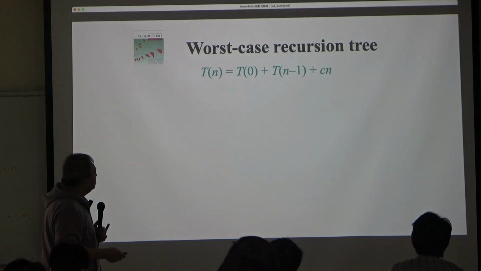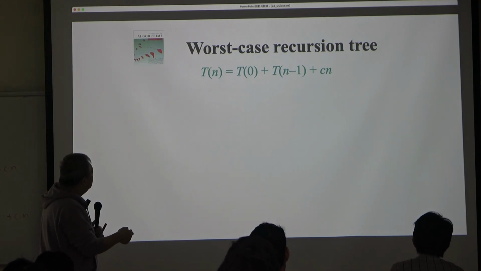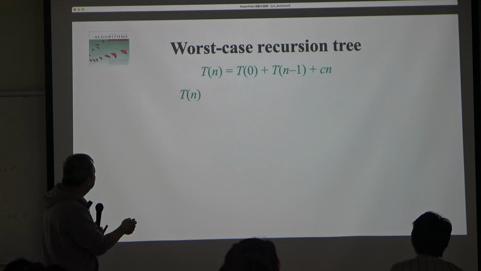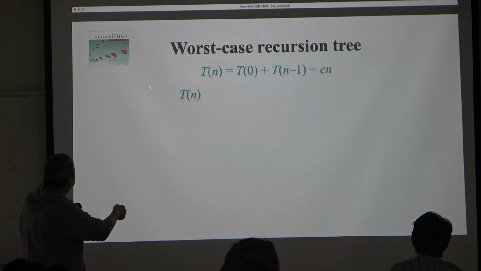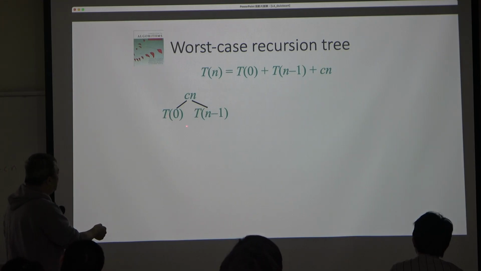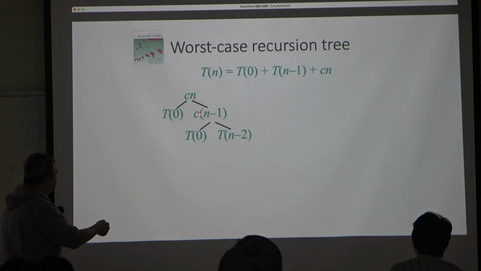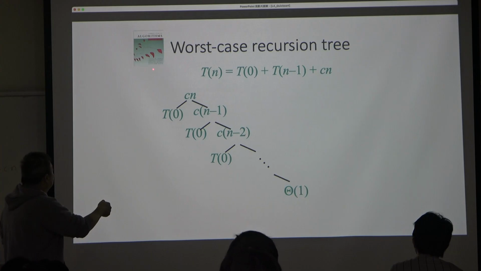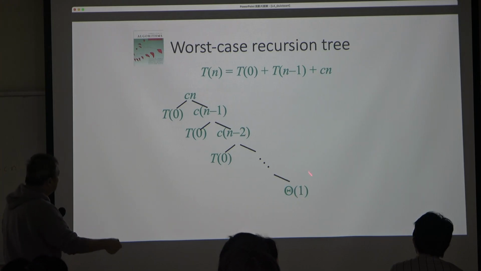If you want to use a recursion tree to take a look, you can break it into T(0) plus T(n-1) plus Cn, and T(0) will stop. It's going to be a constant cost. This one you can further break into C(n-1), T(0), T(n-2). And you keep doing that until you get a constant cost, which is usually T(1). So you can just do a summation here.